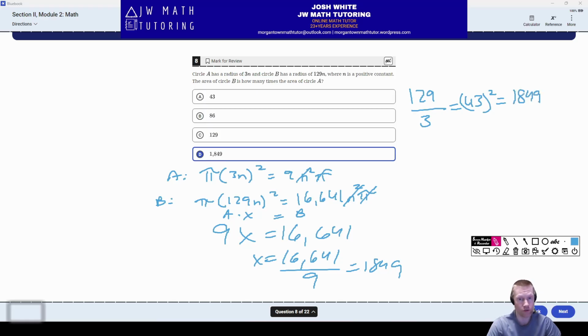So that's just an alternate way to think about it without actually technically needing to calculate the areas. Basically, you find the ratio of the two radii, which is essentially 129 over 3 or 43 to 1, and then you square that, and that gives you the area factor. In other words, the radius is 43 times greater, the area is 1,849 times greater.